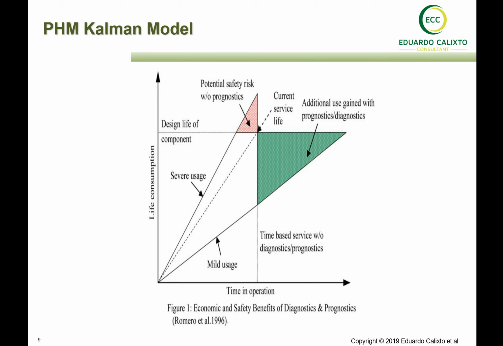So, as I mentioned before, in order to transform such signals, such information that comes from the sensor, into a prediction, it's necessary to have a model to support that. The whole idea in prognostic health management that we are presenting here is based on the Kalman model. The Kalman model provides different predictions of the time in operation, that is, the remaining time, and the life consumption in percentage.